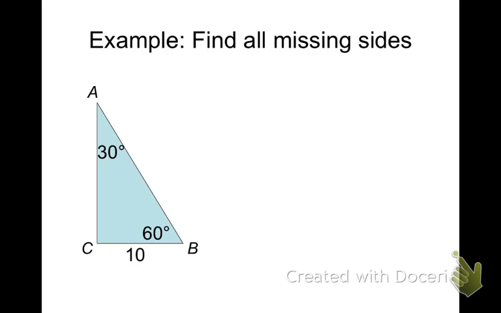Now let's shift our attention to 30, 60, 90 right triangles and fill in all the missing side lengths. Remember that the side opposite the 30-degree angle is the short leg, so that's 10. The hypotenuse is always double the short leg, so if the short leg is 10, the hypotenuse has to be 20. And the long leg, which is opposite the 60-degree angle, has to be root 3 times the short leg. So in this case, 10 times root 3.